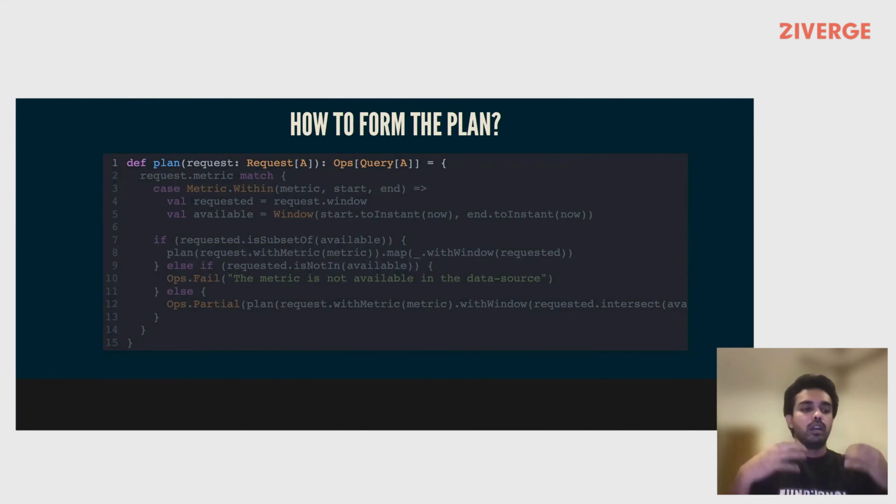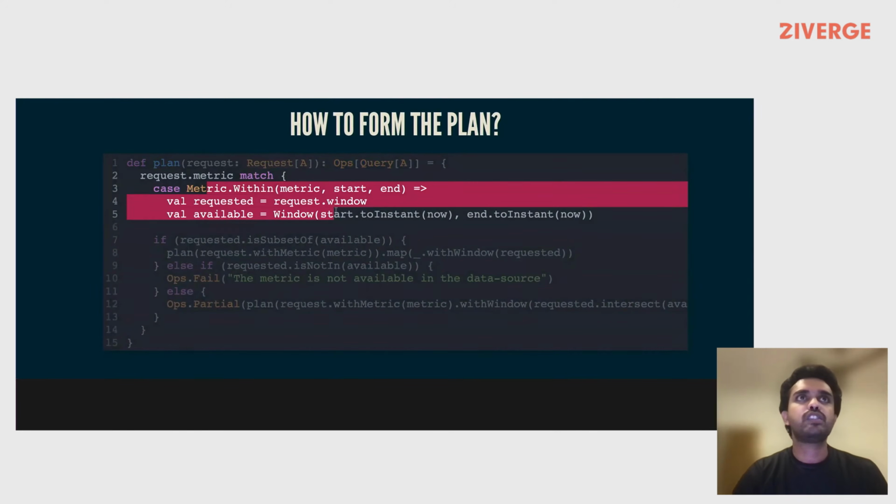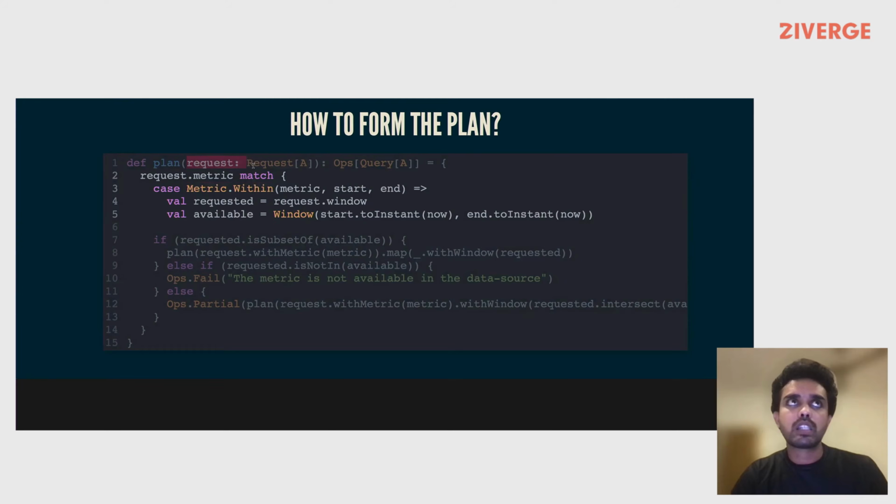So, okay, we will get the plan. So how do we get the plan? This is an example, right? If you have a request that is going to hold the metric DSL information, and then the first node is a within metric, like a within node. So if you are asking for a customer attribute for a particular time window, that's the requested time window, but then the within node will have another piece of information saying that, hey, that metric is available only from start to end. So that's the available time window.